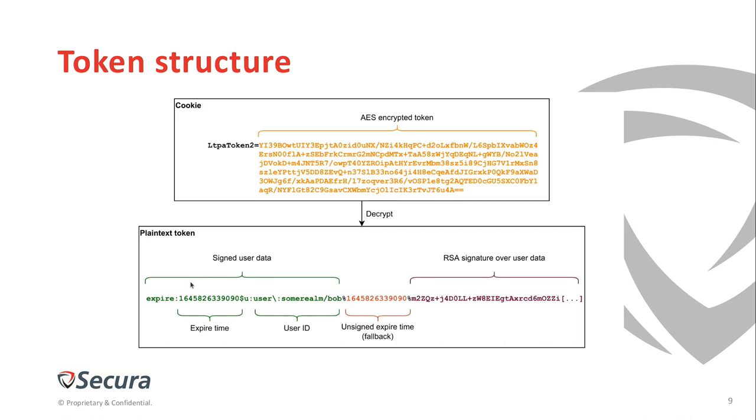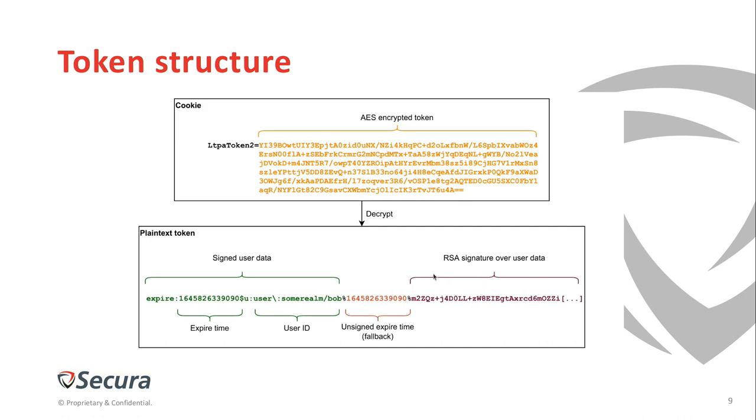It also has an expiration timestamp so that your session can't be reused indefinitely. For example, when you log in, it's valid for 30 minutes. And unless the token gets renewed after 30 minutes, your session will effectively end because the token is no longer valid. This first part of the session in green here is called the signed user data, and this is also protected by an RSA signature to protect against tampering.